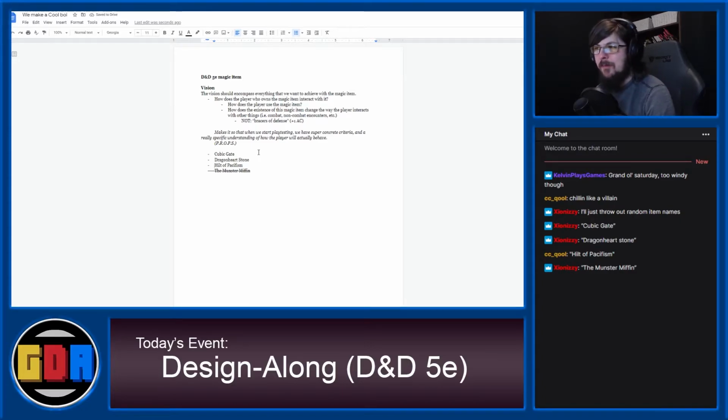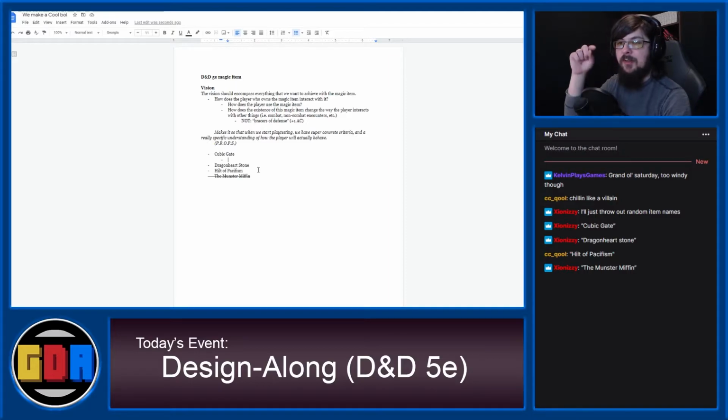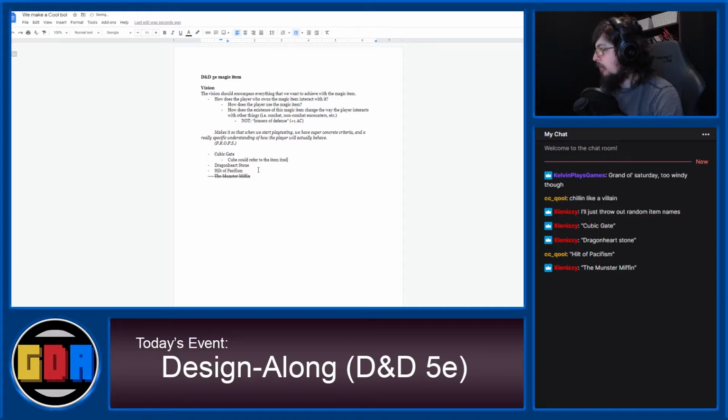I mean, a muffin is like a baked good, isn't it? Isn't that a thing? But that leaves Cubic Gate, Dragon Heartstone, Hilt of Pacifism. So if you have any preferences, let's just go through them. Cubic Gate is kind of cool. It's got a double meaning, right? You've got cubic like a cube, obviously, and then cubic like an algorithm, where you could have a cubic graph. And then gate. So cube could refer to the item itself or the effect it creates.